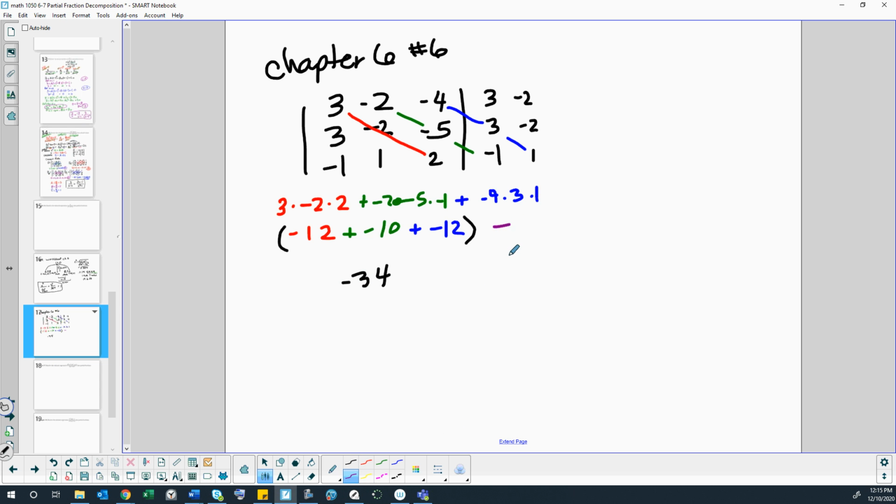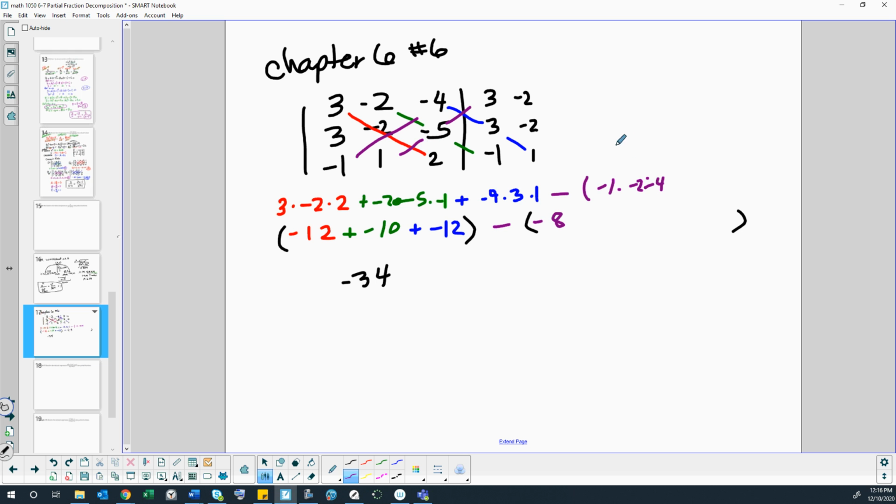Okay, so combine those together, we get negative 34. All right, now I'm going to subtract the numbers I get the other direction. So that will be this way. So negative 1 times negative 2 times negative 4. So negative 2 and negative 4 is positive 8 times negative 1 is negative 8. I'm just going to stick with purple on this one. I've run out of colors.